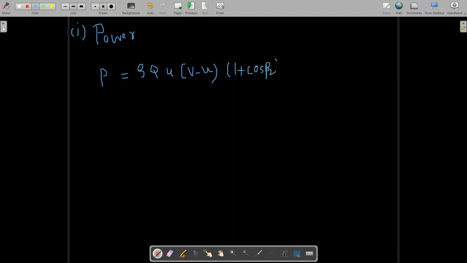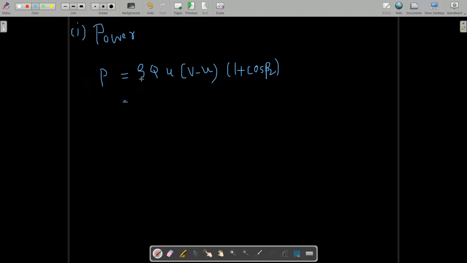Now the first thing that we have to find is the power. So write down the first power. In the examination, you have to write the direct equation: P is equal to rho into discharge into U into (V minus U) into (1 plus cos beta 2). Okay, you need not derive where this equation came from.